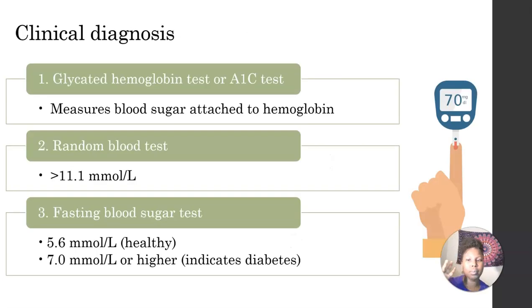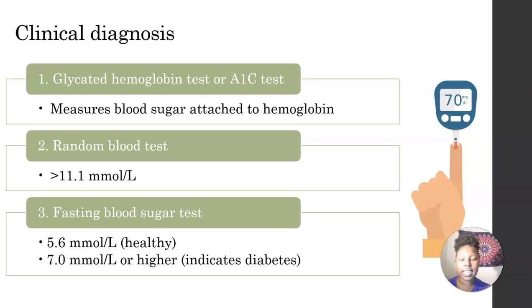So, clinical diagnosis. There are 3 main tests. The first one is actually the main test, and this measures the blood sugar attached to the hemoglobin in the red blood cells, and you can see the range over up to 2 to 3 months. So this is a really good test, but some individuals are not able to take it if they're pregnant or if they have any other health conditions that might affect their blood sugar.